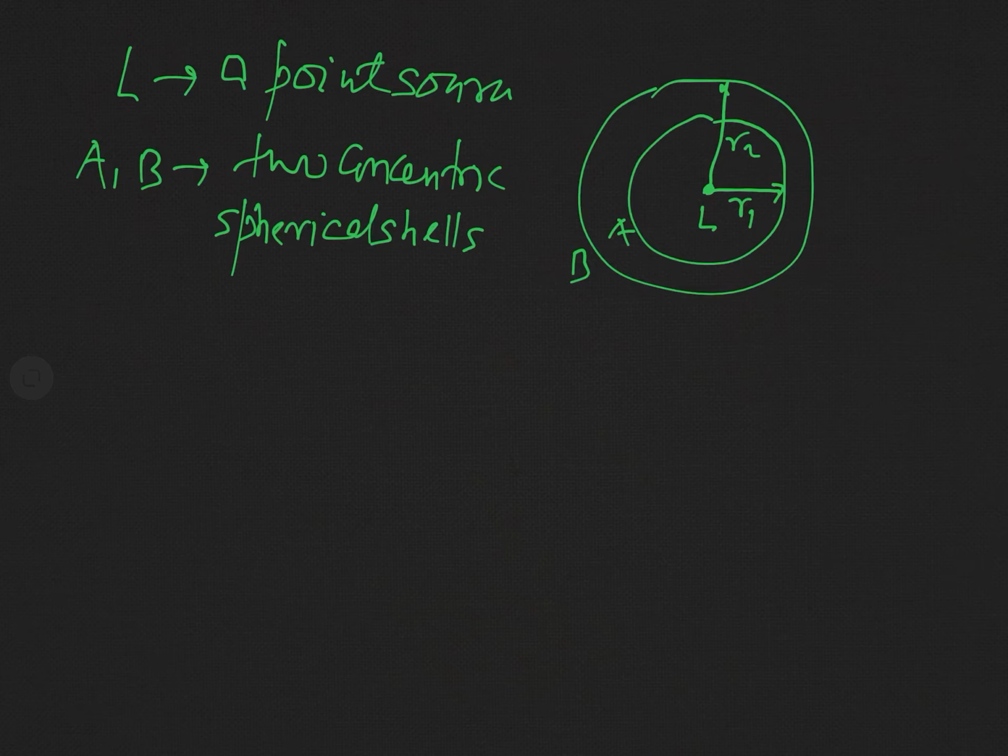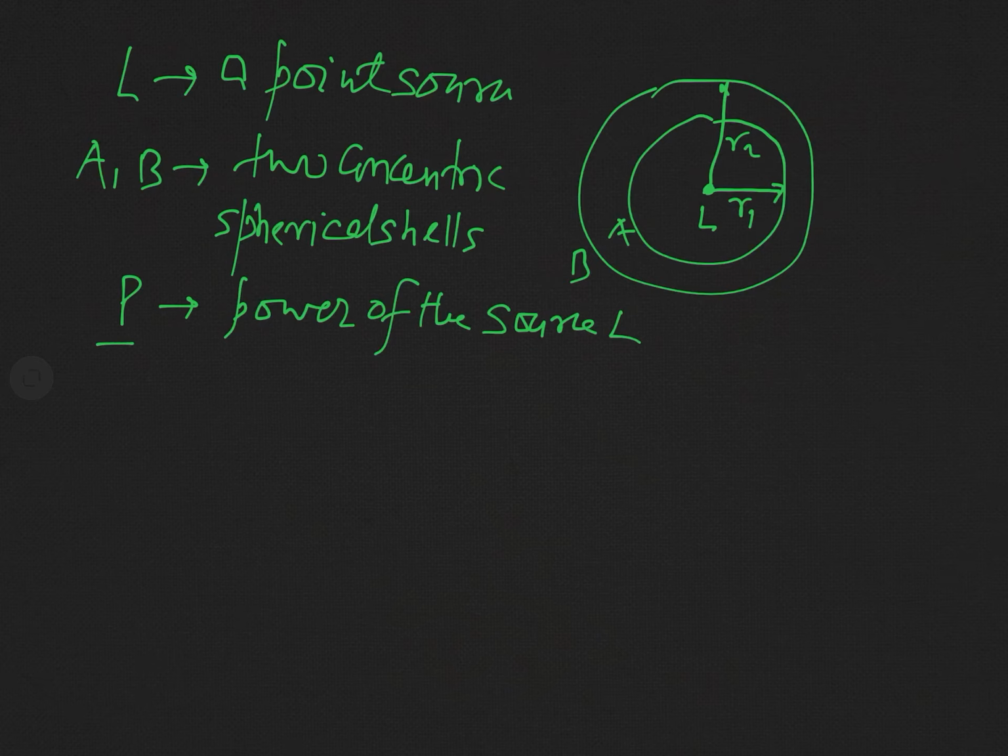And remember, this point source is situated at the center of these cells, and P is the power of the source L. When you say P is power of the source L, it means this is the amount of energy emitted by the source L in 1 second, or energy emitted per second. This is the power of this source L.